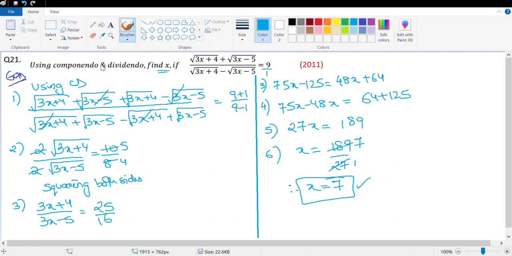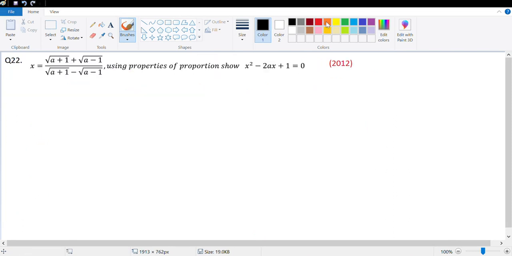Good. That brings me to the next question. The next question that we are doing is question number 22, again a question which appeared in your board exam in 2012. Using properties of proportion, we need to prove something.